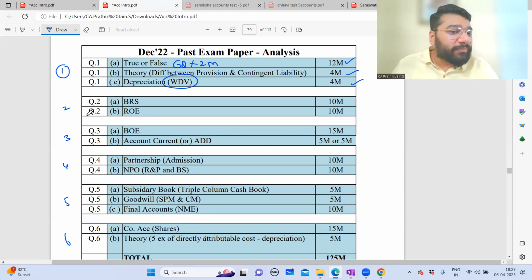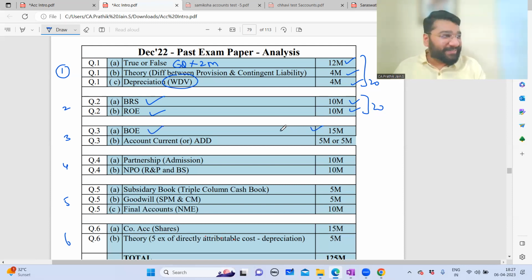Question 2: if you see, it is 10, 10 marks each. So every segment is 20 marks. This is 20 marks, this is 20 marks. So BRS question is 10 marks, rectification of error is 10 marks. Question number 3: bills of exchange, 15 marks.